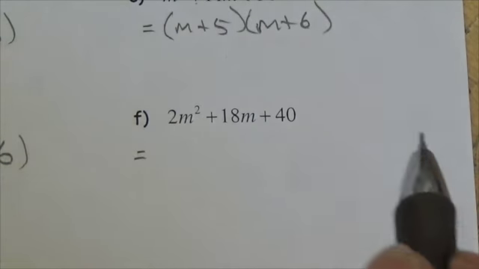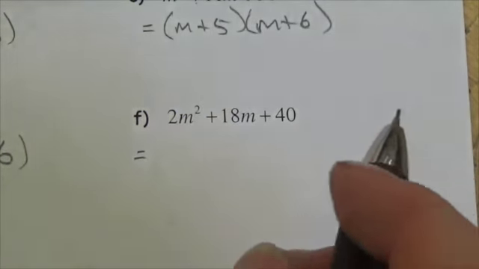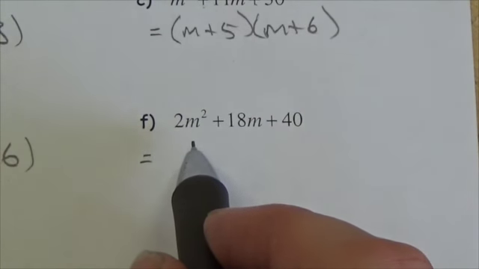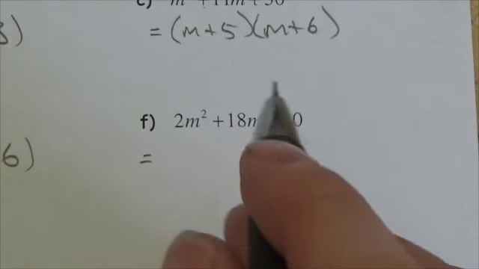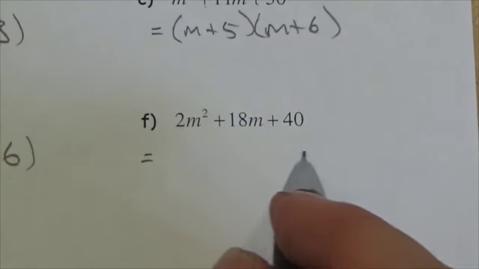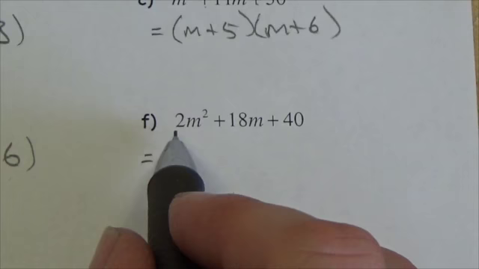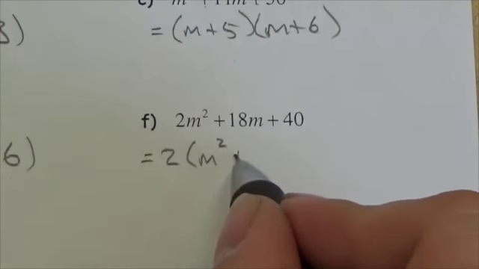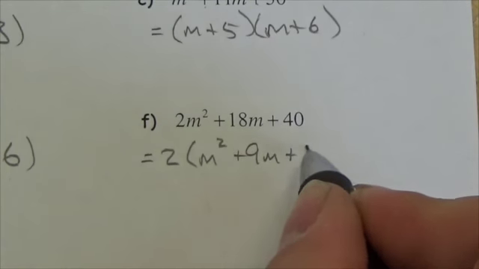Okay, now, before we factor this one, notice we've got a number up front here. What we want to do, if we can, and it's not always possible, and that would then require a different kind of factoring, a slight variation on it. I'm going to take out the common 2. And that'll leave me with m squared plus 9m plus 20.